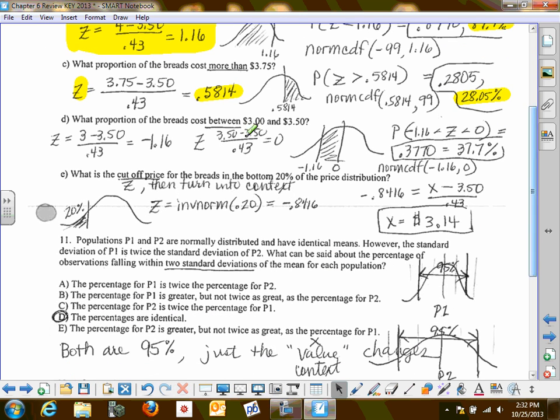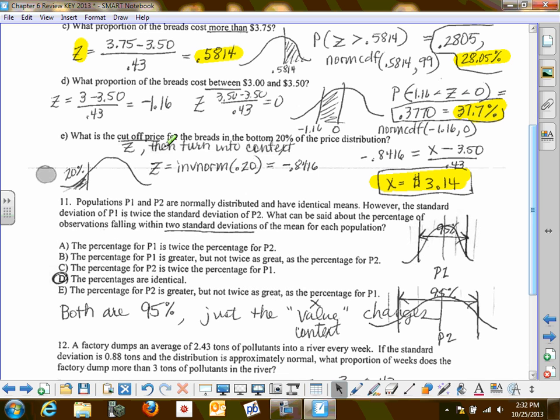Okay, D is between two z-scores, and that ended up being 37.7%. E is wanting to know the location with 20% below it, and it wants it in money terms. So you got the z-score, and then you had to turn it into context, so that means you're looking for x. The x in context is the x in your equation.